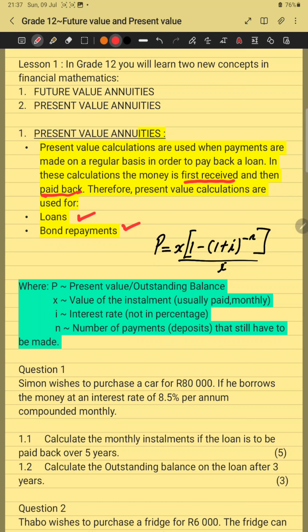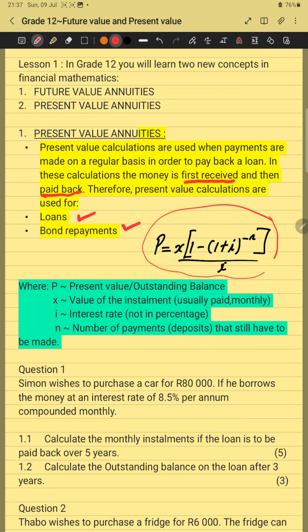It's whereby if someone wants to buy a car or house but doesn't have cash, that person will go to the bank and borrow some amount of money and now will be paying back that amount. So this is what it's all about. All right, so we'll be using this formula in our calculations, right?